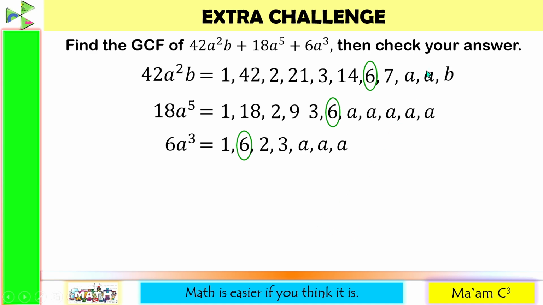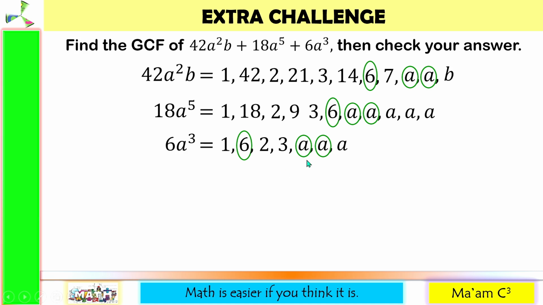We can choose one set of A, another set of A. Two A's have already been chosen. No more A's here, so therefore we cannot choose any more A. For B, since we do not have B here, we cannot also choose B. So here is now the greatest common factor of 42A squared B plus 18A to the fifth plus 6A cubed.